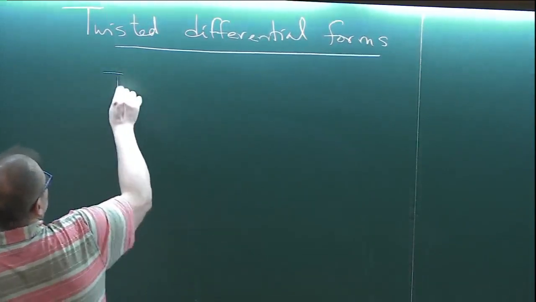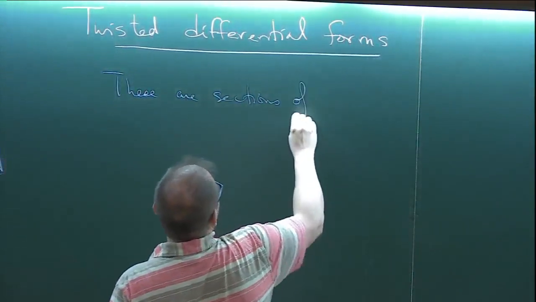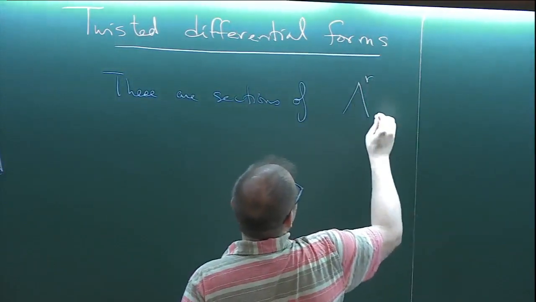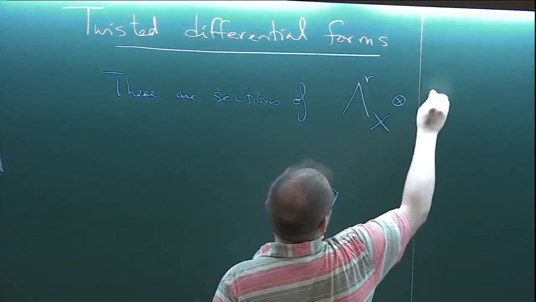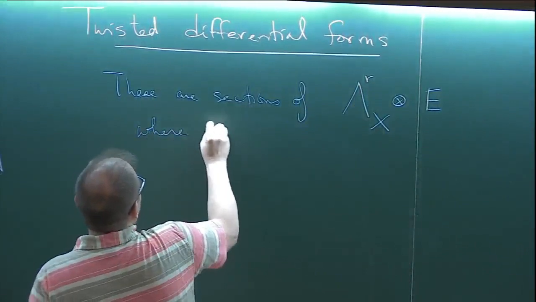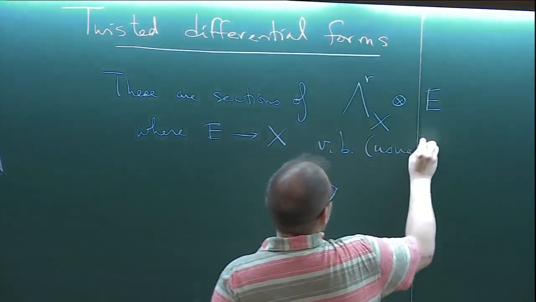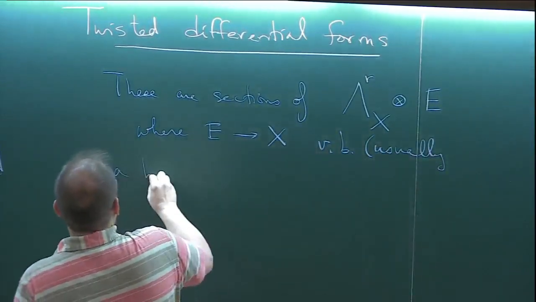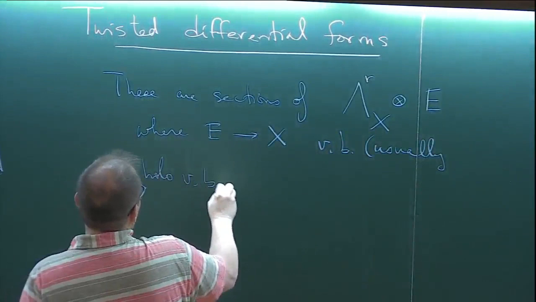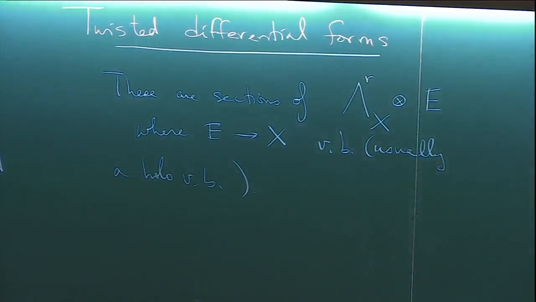So these are sections of Lambda^r of X tensor with E, where E over X is a vector bundle, usually a holomorphic vector bundle. And the word twisted comes from the fact that these vector bundles have curvature, which we're going to discuss later on, and the curvature plays a major role in whether or not you can solve the Cauchy-Riemann equations.